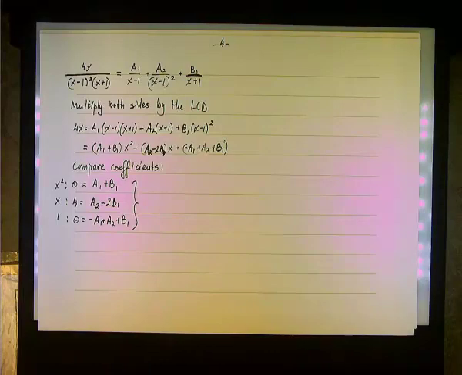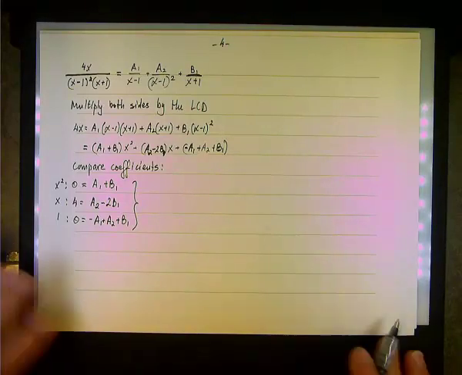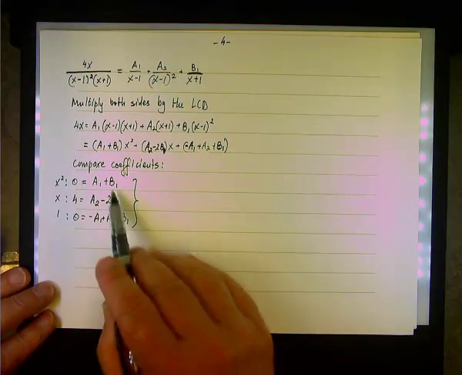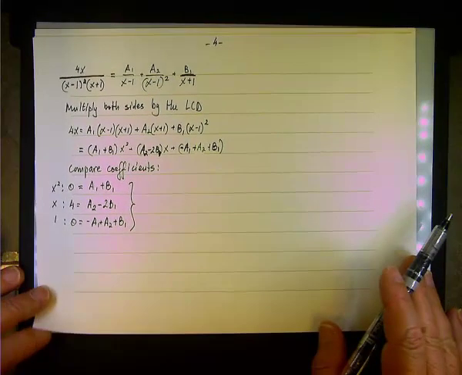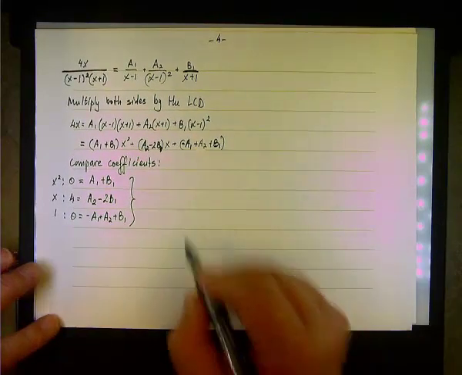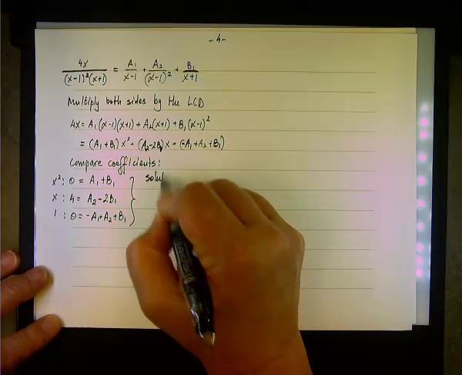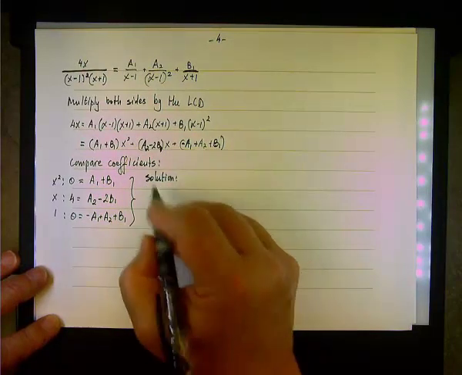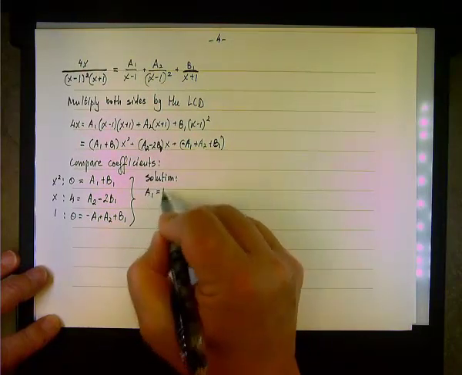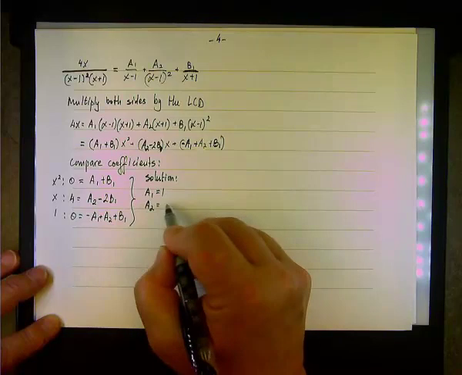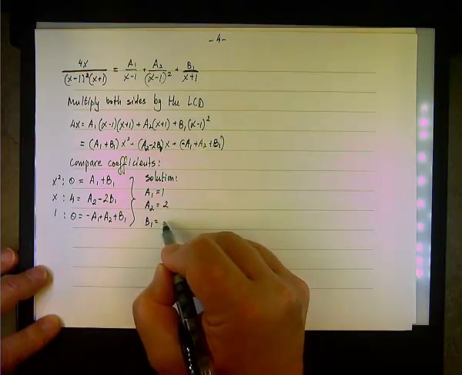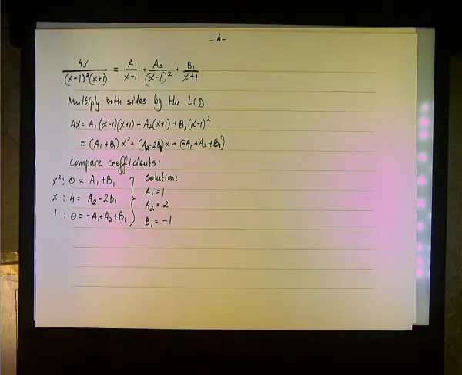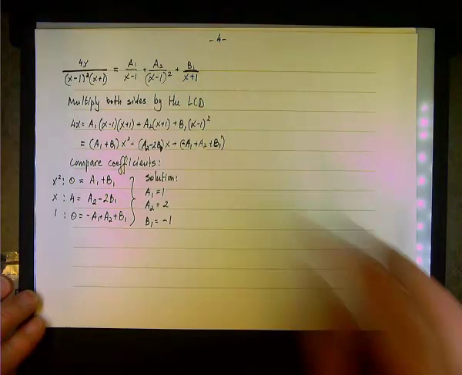Solve this, put it in a matrix form, or solve it by substitution or any other technique, row echelon reduction, and the solution is a1 equals 1, a2 equals 2, and b1 equals negative 1. So this is how we get the partial fraction decomposition.